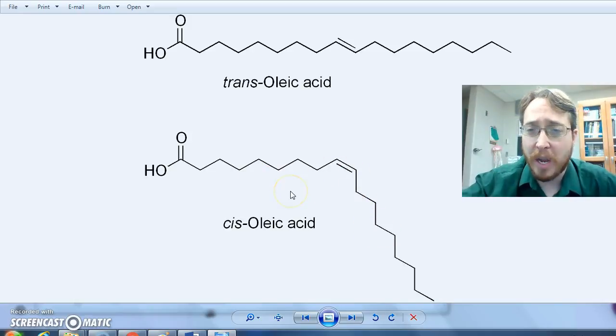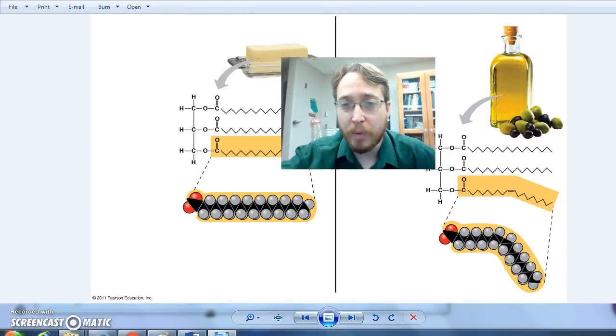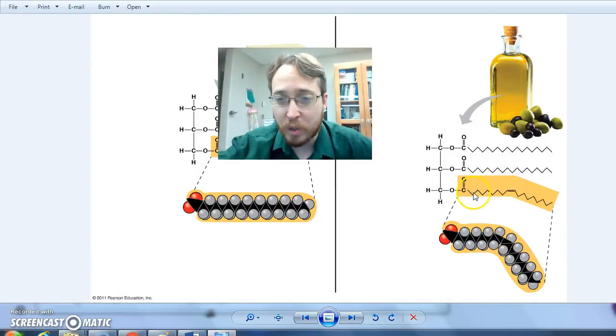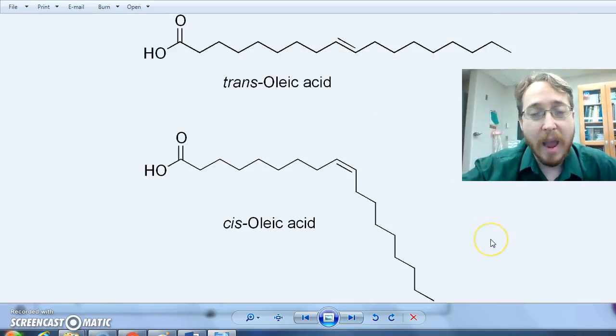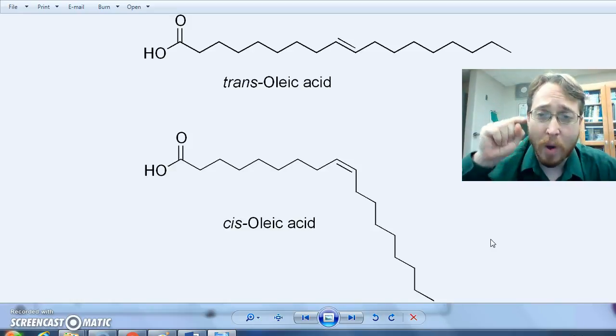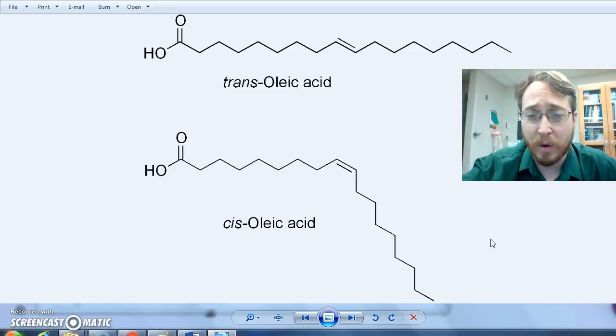Now, because it's a bent chain shape, it is much harder for it to stack, and so they are liquid at room temperature. We get these fatty acids mostly from plant oils, and if we go back here, we can see that, oh, we've got a bent chain, it's got a double bond. This is a cis fatty acid, and we've got this picture here, olive oil, to remind us. So the cis fatty acids are primarily from plant oils, and they are really good for your health. When nutritionists talk about the good fat, that's this stuff. We want to eat these plant oils. We want to get them into our life.